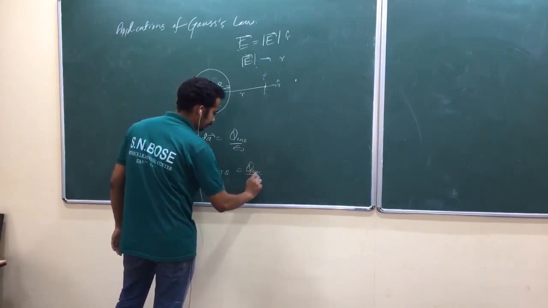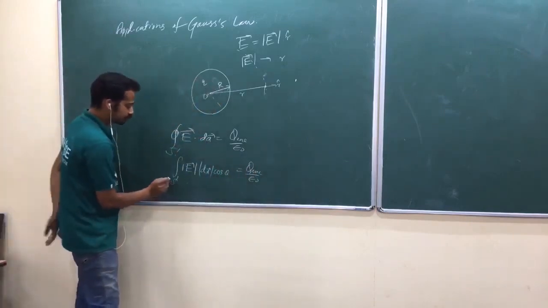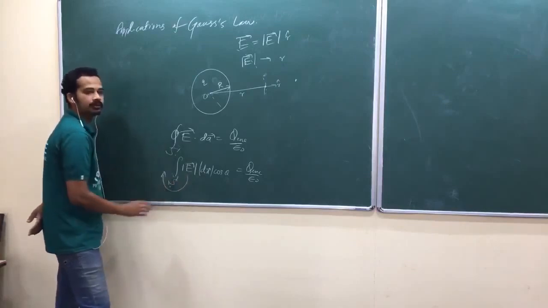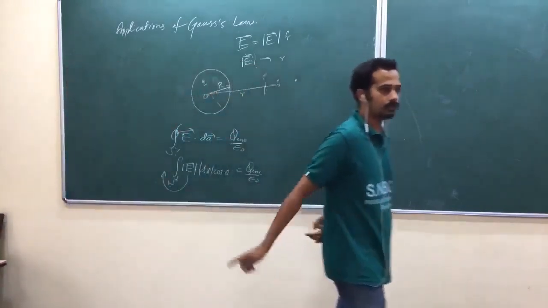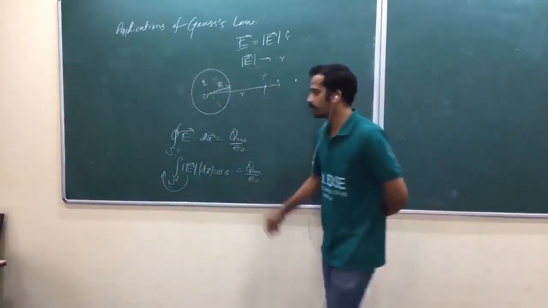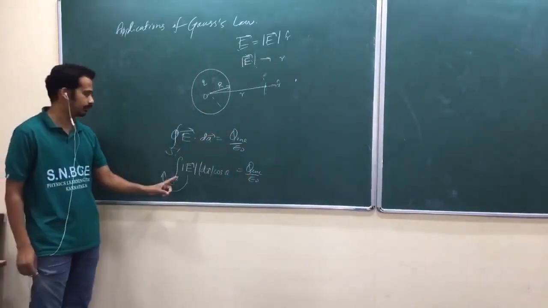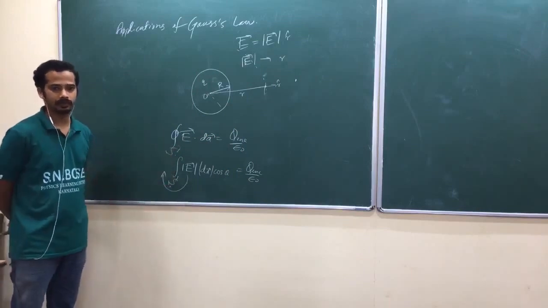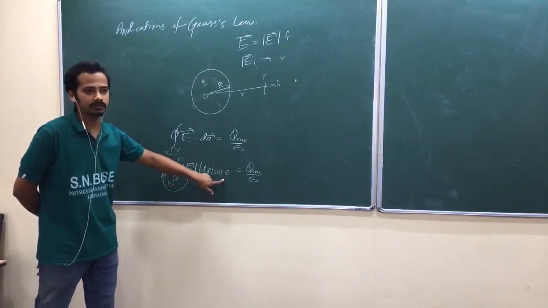Q enclosed by epsilon naught. Now look at here. You have to choose the surface in such a way that this electric field should come out of the integral. While applying Gauss law, you have to choose the surface in such a way that the electric field magnitude is constant throughout the surface. One thing. The other is that this cos theta should not take different values at different points.